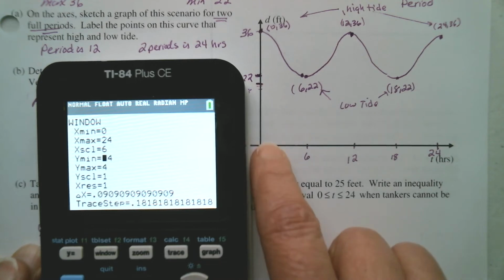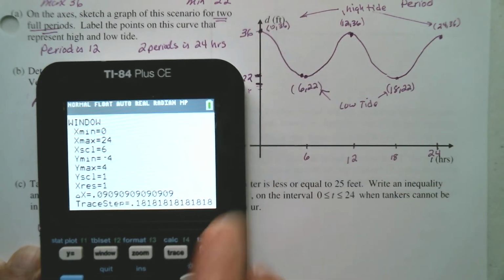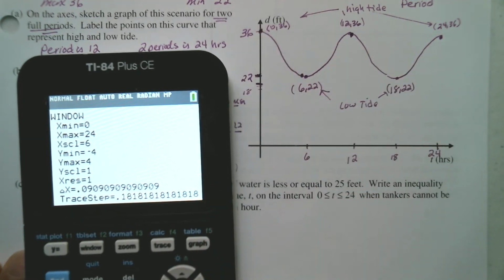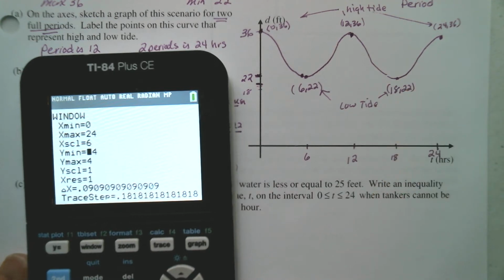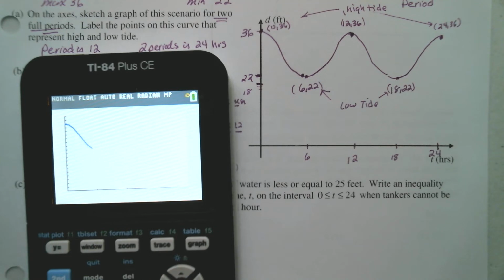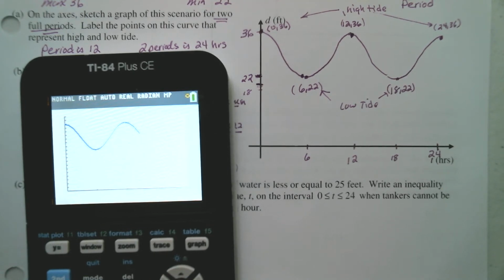The y min is 0, and I'm going to leave it at 0 to 30. I always like to see a little more, I like to see the top a little more than the top of the graph, so I'm going from 0 to 40. And I'll go by multiples of 2. And now if I press graph, if I didn't miskey anything, hopefully we should find a graph that looks similar to what we have on paper. Okay, so that looks good.